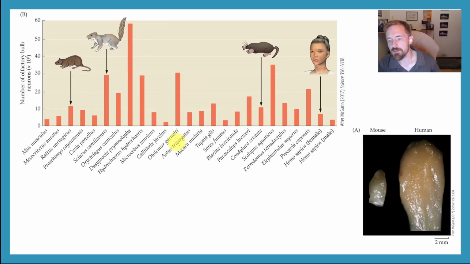Here is a really fun look at the different kinds of species and how well they do on how big the olfactory bulb is, or how many neurons they have in their olfactory bulb. And so the higher, generally speaking, the better, and the lower, the worse. And so you can see that male and female humans are pretty low. Women, generally speaking, have a better sense of smell than men. We'll talk about that a little bit in just a moment, why that could be. But I thought this was fun, right?